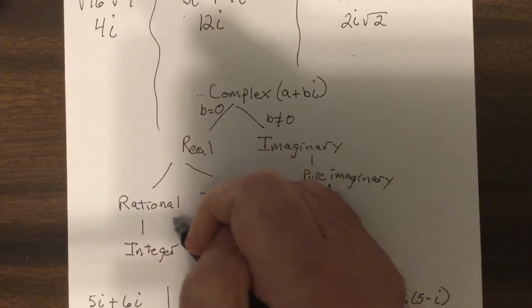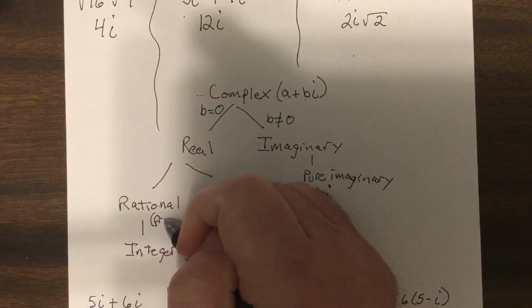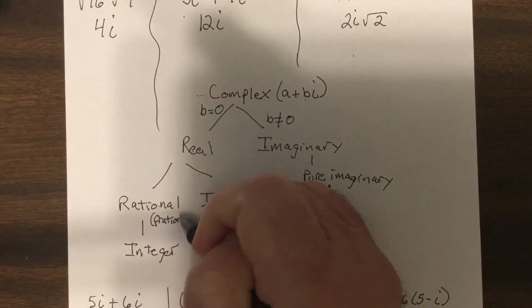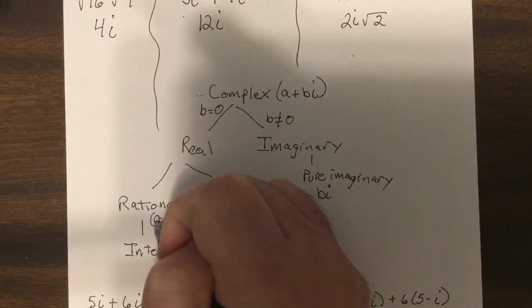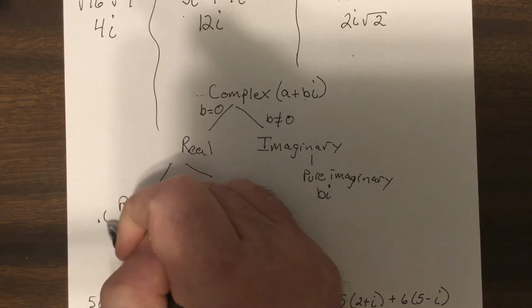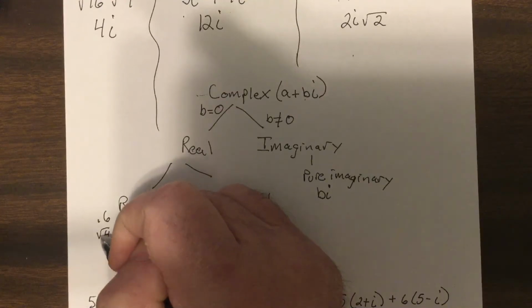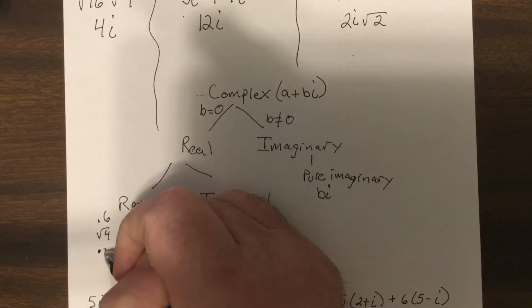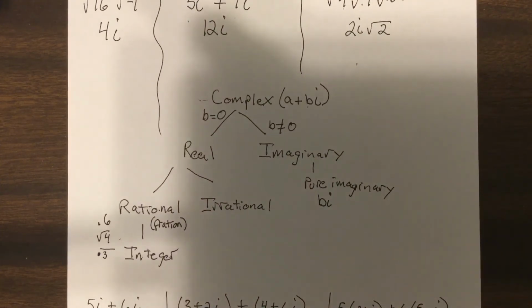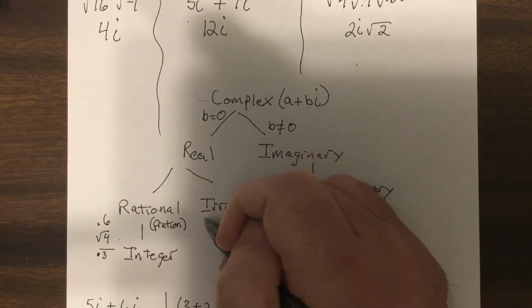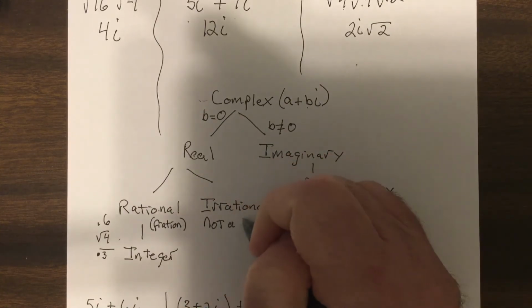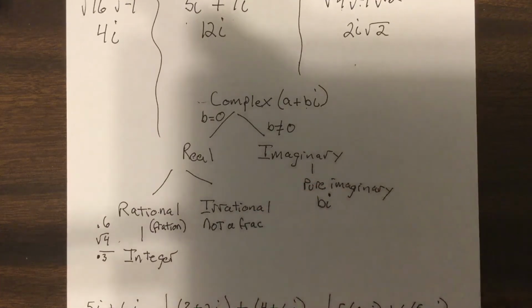Rational, if you remember, is a number that can be written as a fraction. So, at some time, you can change it to a fraction. It's 0.6. Square root of 4, because square root of 4 is 2. 0.3 repeating. All can be written as a fraction. Now, integers are positive or negative whole numbers. Irrational is not a fraction, ever. So that'd be square root of 2. That would be a decimal that goes on forever but never repeats. Or pi.